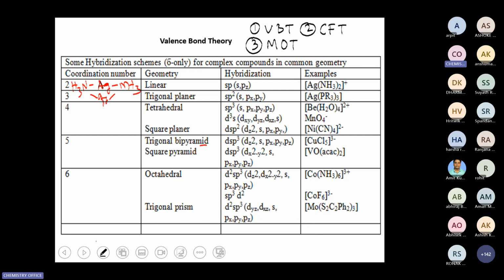These are the examples. This is the TBP, trigonal bipyramid, it's like this. Or the square pyramid, vanadyl acetylacetonate, that is the square pyramid. So O, V, and acetylacetonate, which is a molecule like this. Square pyramidal. In coordination number 6, one example is cobalt hexammine. You will always find 6 donor atoms. Here there are 6 ammonia molecules. Here there are 6 fluoride ions. And here this is diphenylthiocarbazide, and there are 2 sulfur atoms in each of them. Okay, the formula is like this.